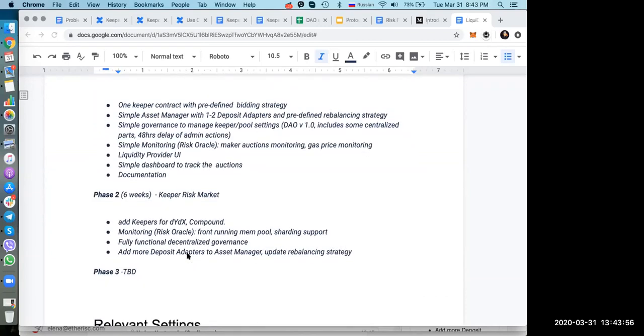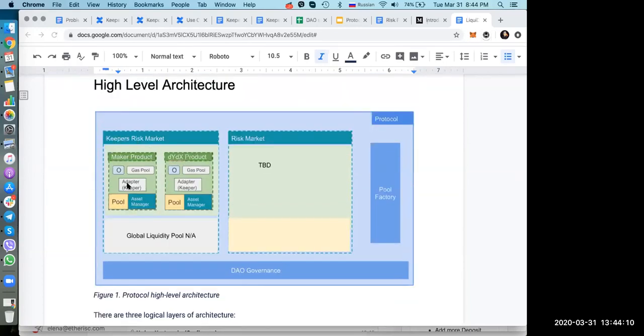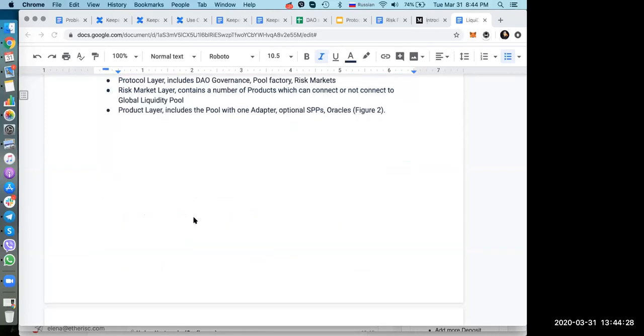Let's look at phase 2, which can take 6 weeks, when we are going to extend this product to a real keeper risk market. So we are building not only one product, but more than one product, and extending it to the risk market. And of course, we need protocol features like a pool factory, full decentralized DAO governance, and we need additional products on our market, like DYDX.